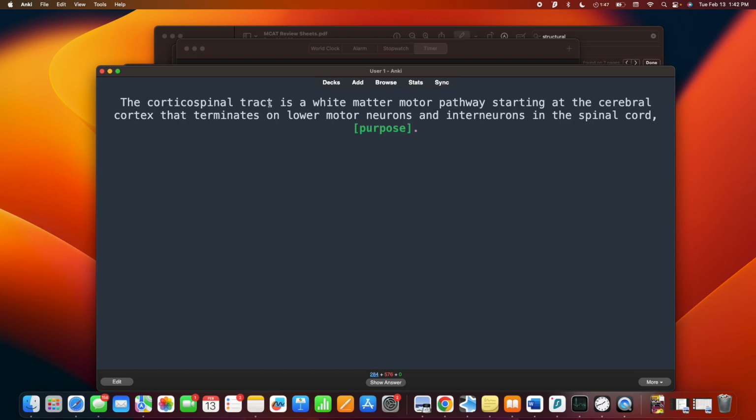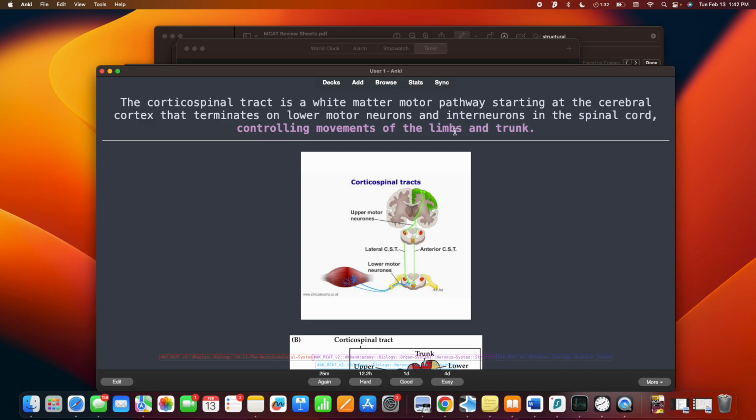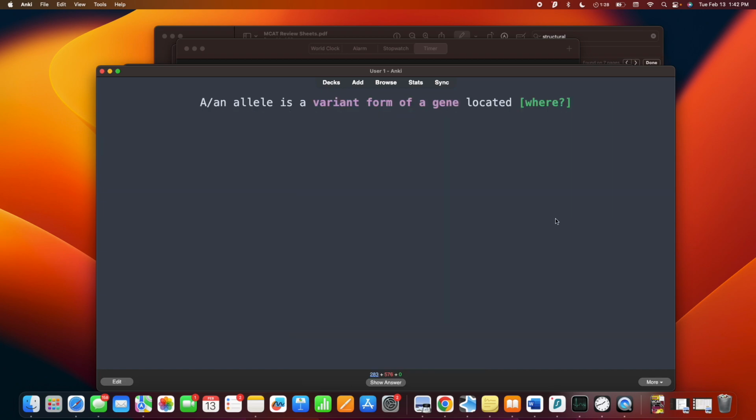The corticospinal tract is for the movement of our trunk and limbs. It is a white matter motor pathway starting at the cerebral cortex, terminating on lower motor neurons and interneurons in the spinal cord. The purpose is controlling movements of the limbs and trunk. Corticobulbar is for our faces.